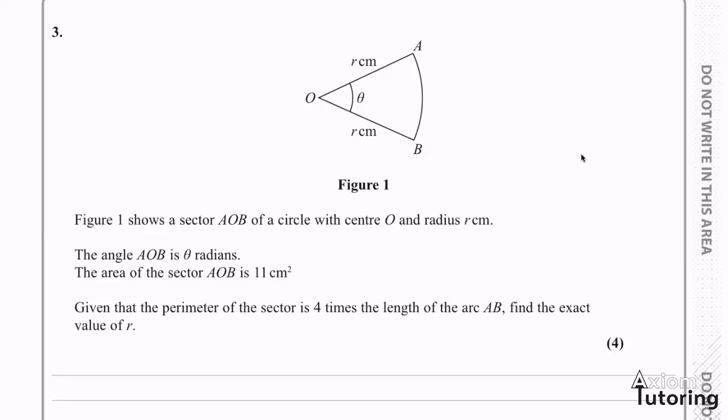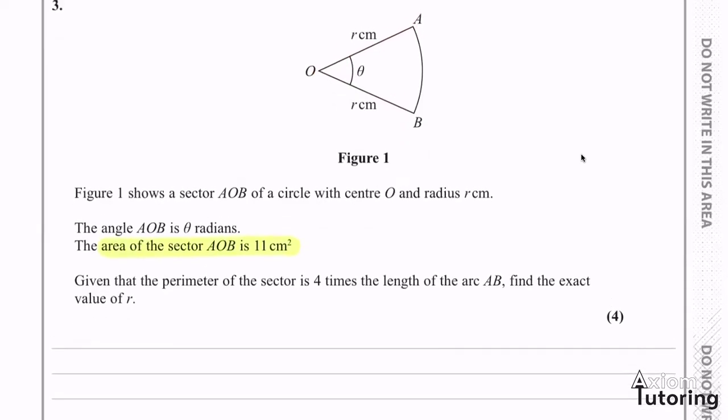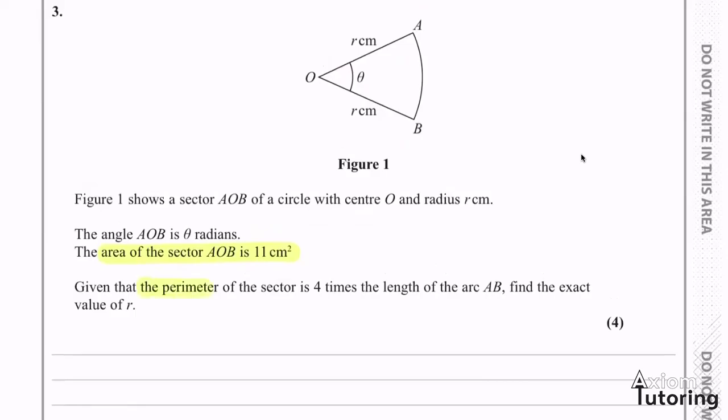So in question 3, we have a sector AOB of a circle with center O and radius R. We have that the angle AOB is theta radians, so our theta here is in radians, and that the area of the sector AOB is 11 centimeters squared. We're also given that the perimeter of the sector is 4 times the length of the arc AB, and we want to find the exact value of R.